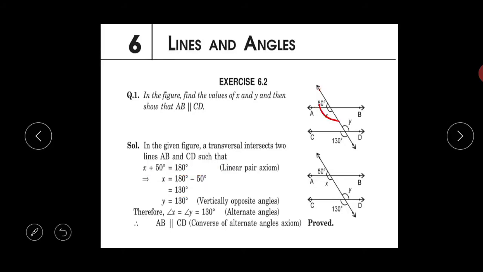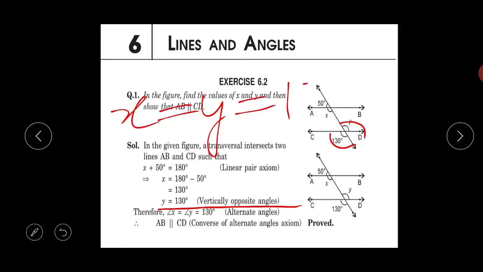Now students, as you can see, this line CD is also intersected by our transversal. So according to this, angle y will be equal to 130 degrees by vertically opposite angles, isn't it? So I have written here that y will be equal to 130 degrees, vertically opposite angle. So students, as we have found that x is equal to 130 degrees by linear pair axiom and y is equal to 130 degrees by vertically opposite angles, we can say that x is equal to y is equal to 130 degrees, which means x is equal to y.